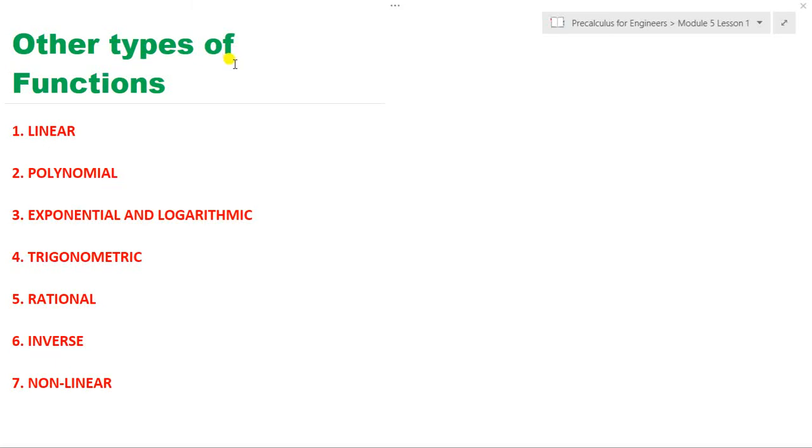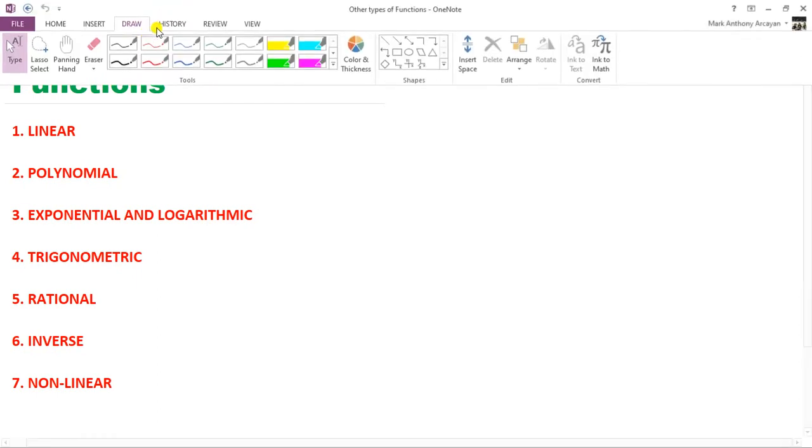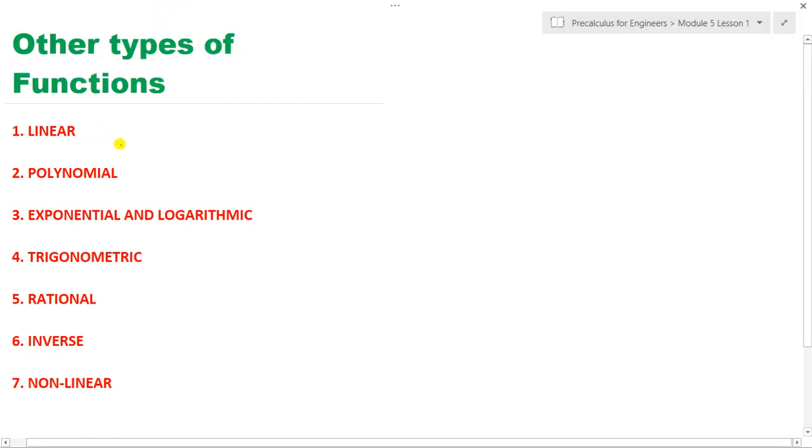Okay, class, let's continue our discussion for Module 5, Lesson 1. So, for our function, we have several types. We have first the linear function. When we say linear function, the expression is of the first degree. Let's say you have here a function of x, which is equal to x plus 2.